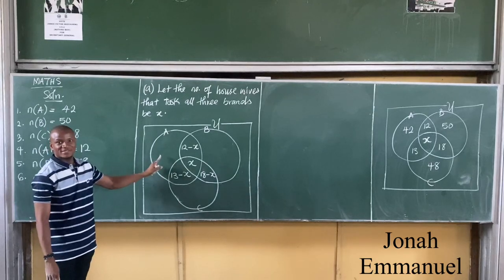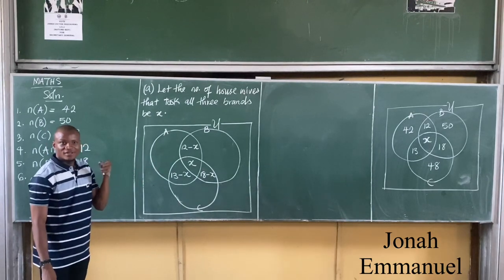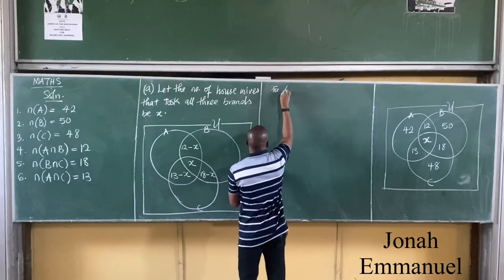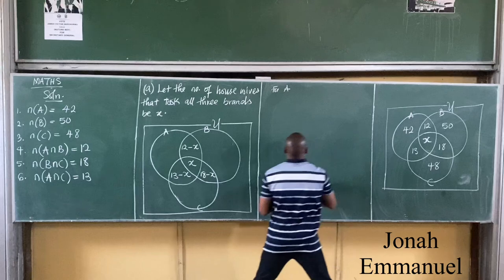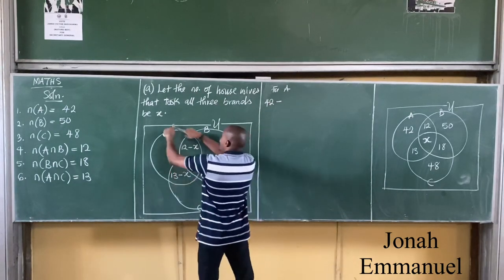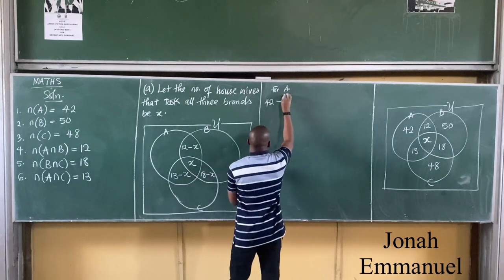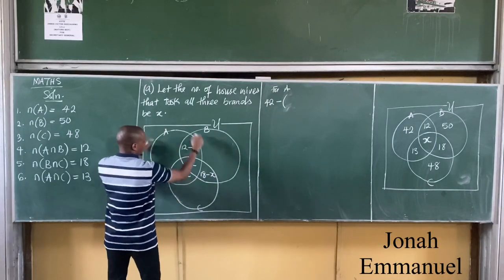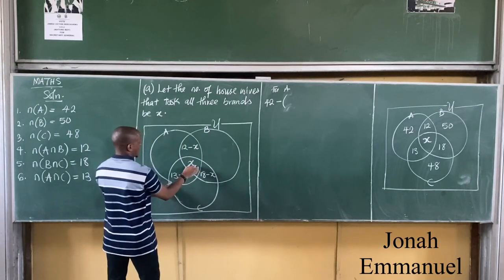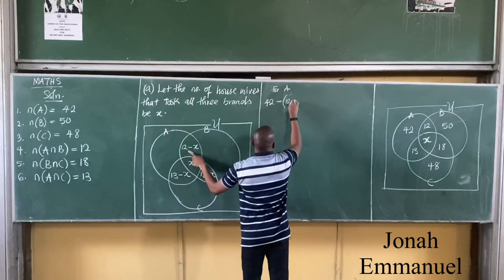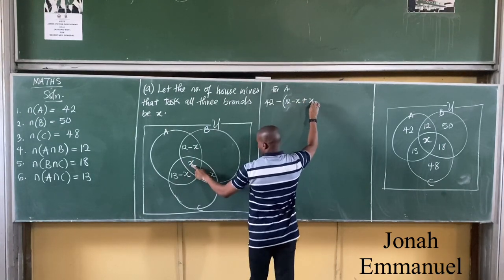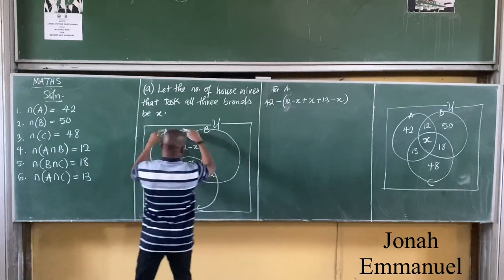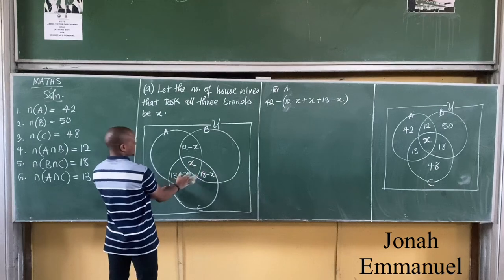How do you get this part? For A, we said take this one. It becomes 42 minus everything under the A bracket, but please put them in a bracket. Look at the A circle. What do you find there? 12 minus x, plus x, plus 13 minus x. So 42 minus, in bracket, 12 minus x plus x plus 13 minus x.